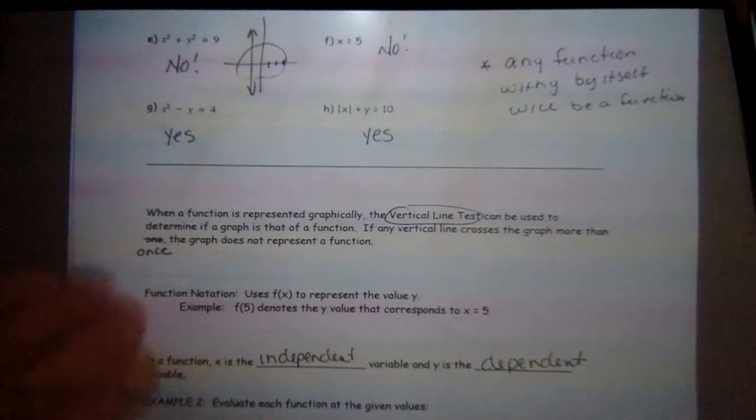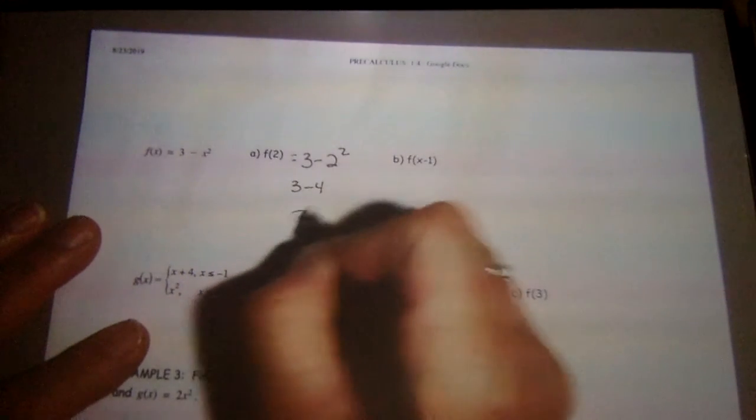Evaluate each function at the given values. So the first function is f of x equals 3 minus x squared. They want us to find f of 2. What does that tell me to do? Plug in 2 for x. You guys are good. So 3 minus 2 squared, 3 minus 4, we get negative 1.